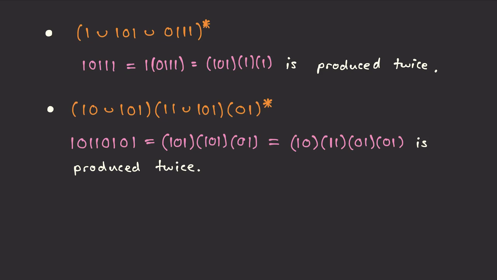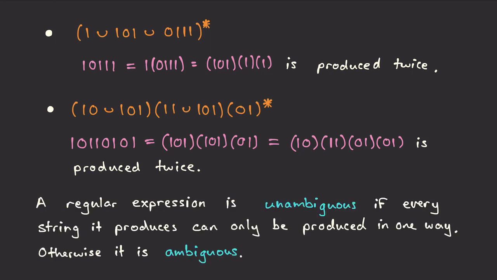We don't want regular expressions that are capable of producing the same string in two different ways, as this will cause problems with the machinery of generating series. A regular expression which produces each string in at most one way is called unambiguous. Otherwise it's called ambiguous. All the examples we've just seen are therefore ambiguous.